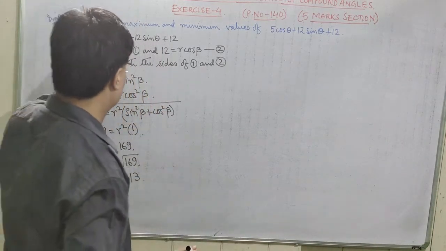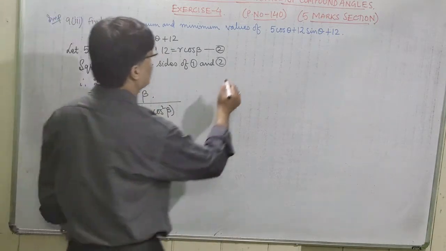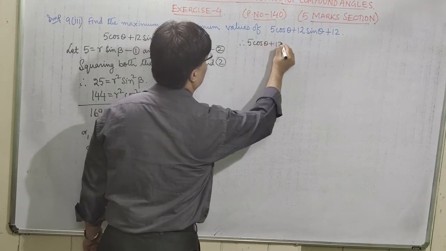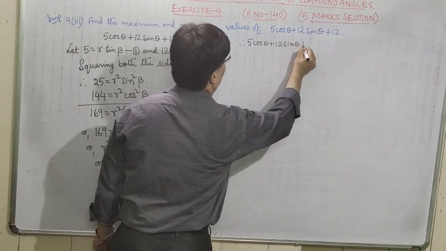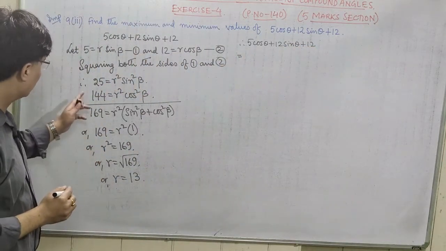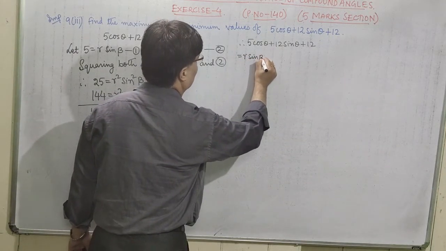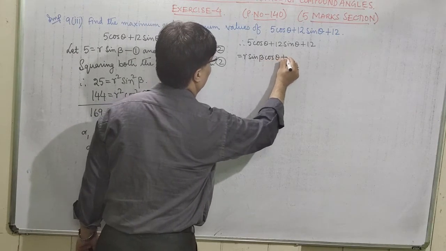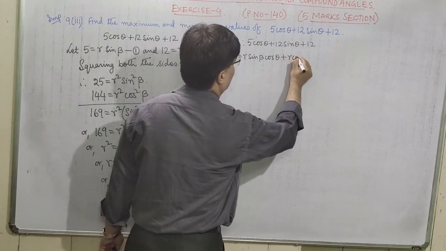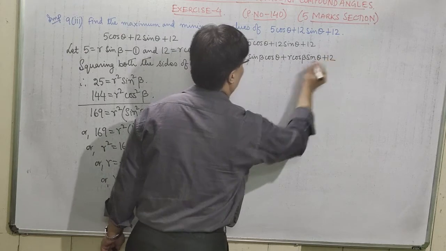So now this expression will be changed. So therefore 5 cos theta plus 12 sin theta plus 12, which is equal to, what is 5 here? 5 is r sin beta. R sin beta cos theta plus, what is 12 now? R cos beta. It is r cos beta sin theta plus 12.